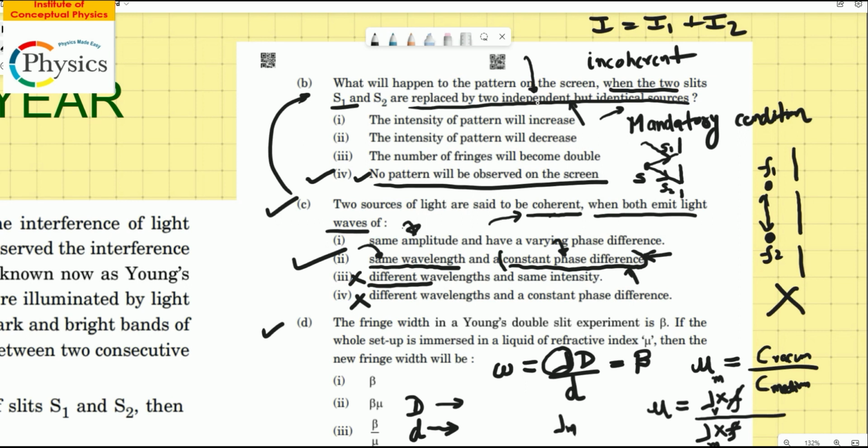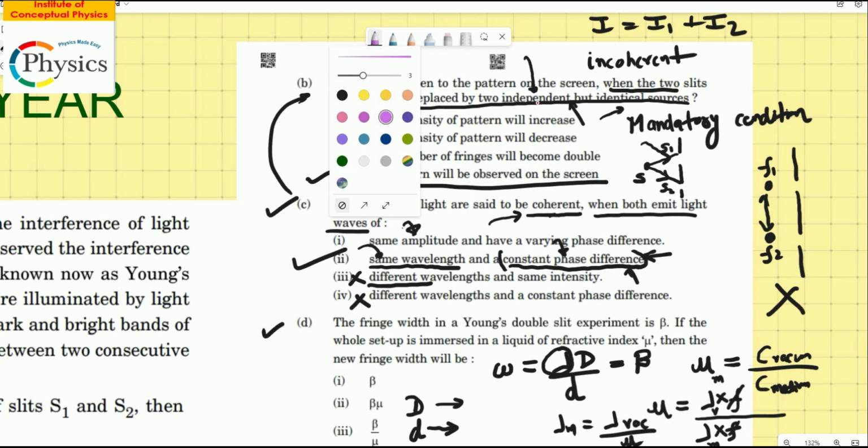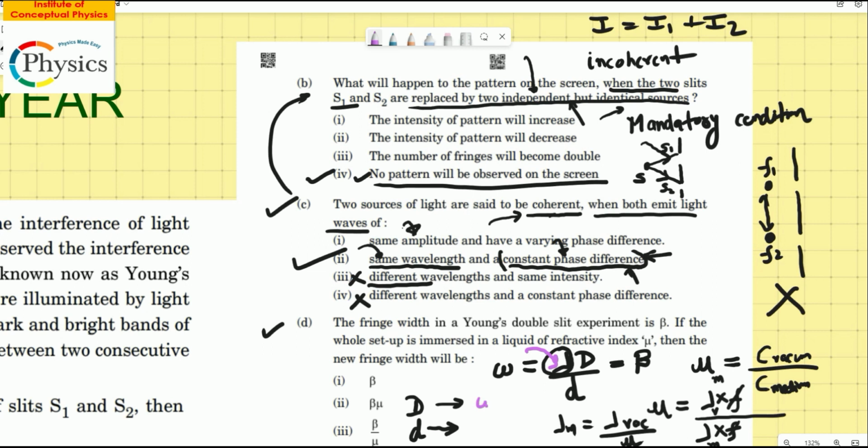So the lambda in the medium will become lambda in vacuum divided by the refractive index. The lambda in the vacuum will now get divided by mu. So I will find the fringe width in the medium to be lambda divided by mu, multiplied by D upon d. You can see clearly that the fringe width has gone down by a factor of mu. Your fringe width in the medium is the fringe width in vacuum divided by mu. So answer number 3 is the correct answer.